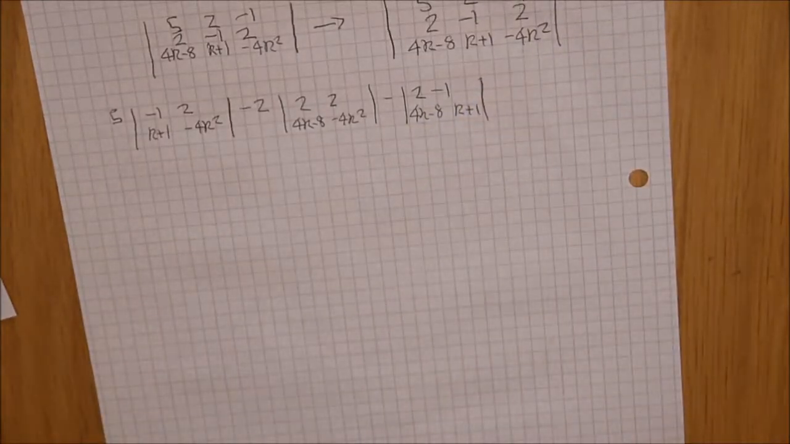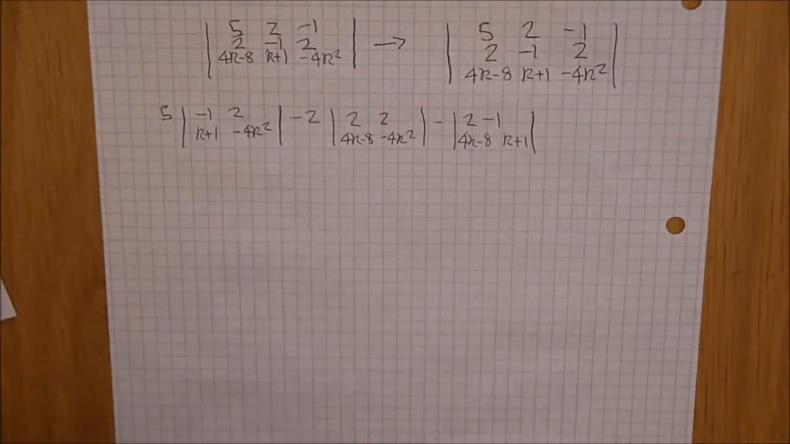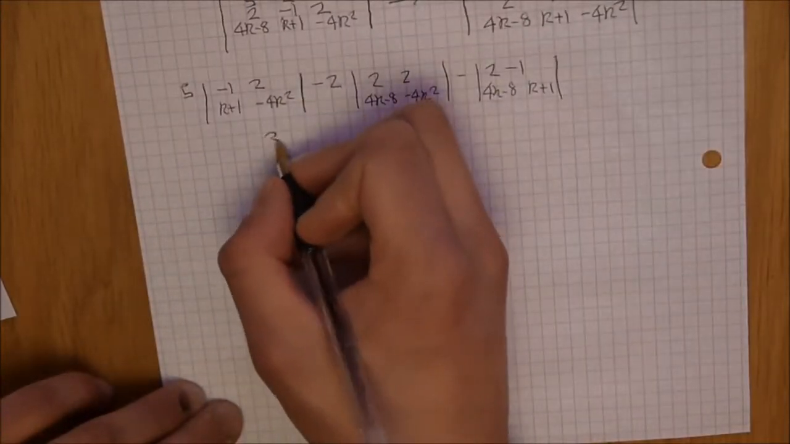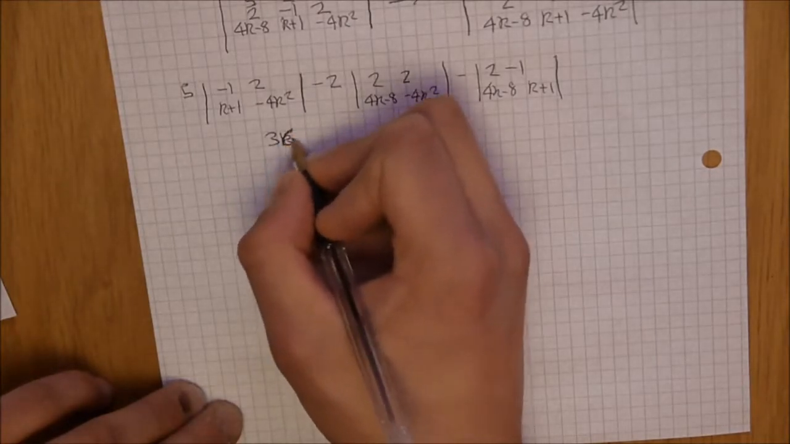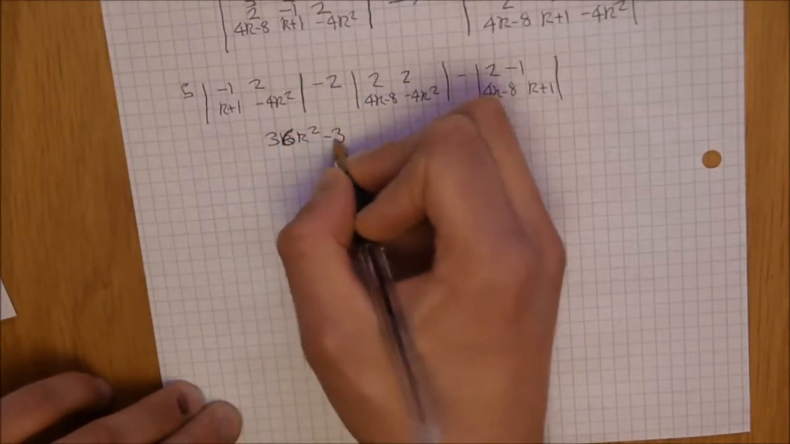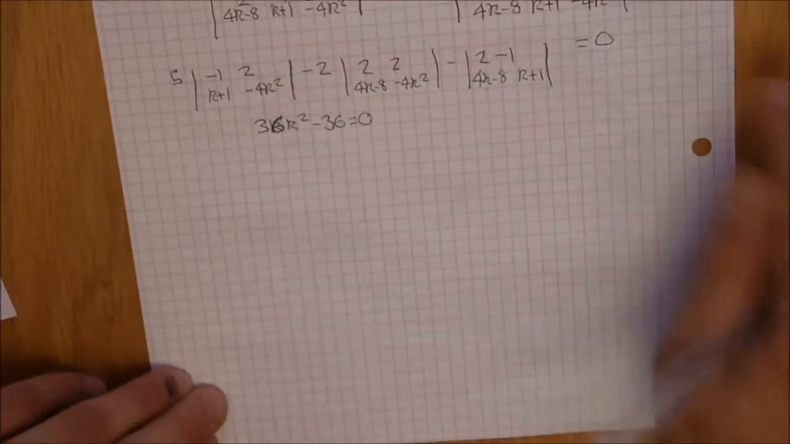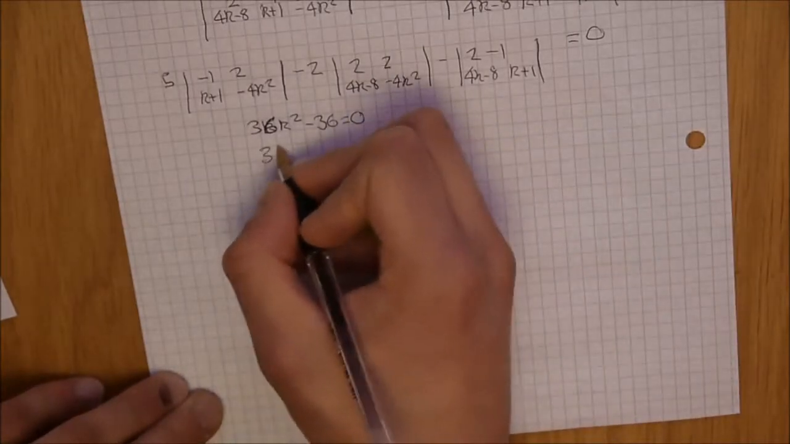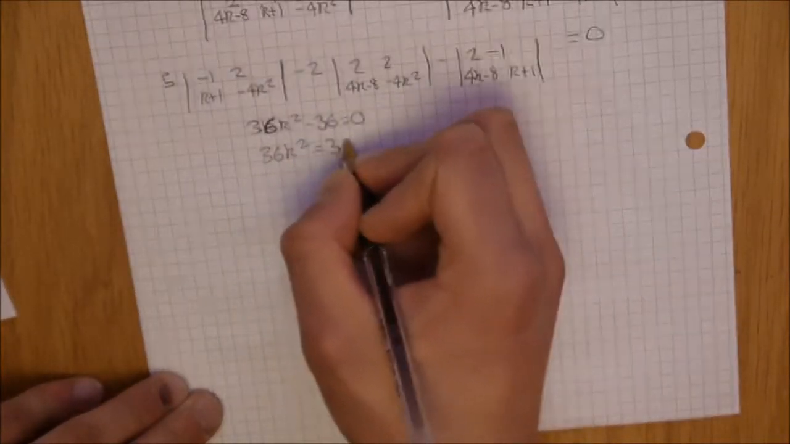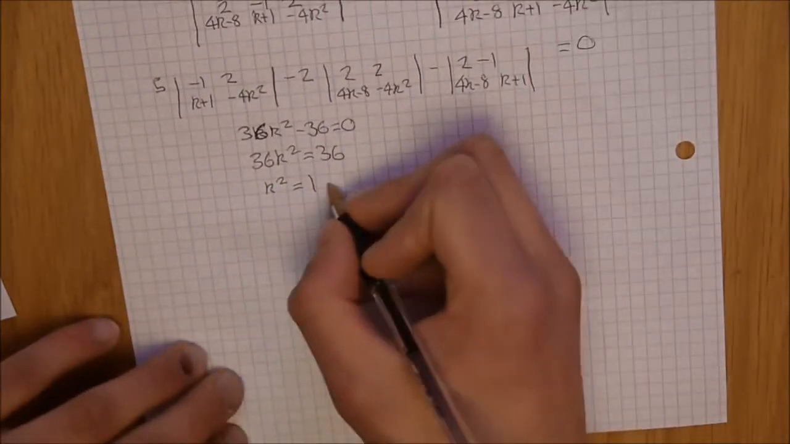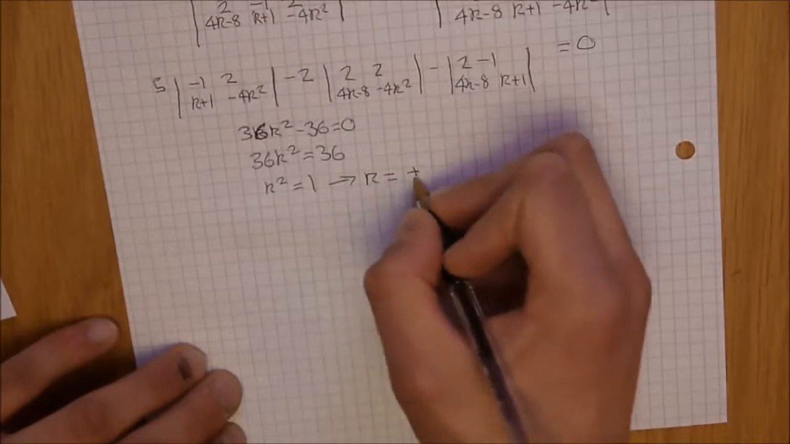Now, I'm not going to insult your intelligence by expanding all the determinants out, but I will tell you what the answer should give you, and then hopefully you've got something to refer to, so if you get it wrong, you can always try again. You should get, after simplifying everything down, 36k squared minus 36 equals 0. Remember to always make the determinant equal to 0 if you're doing something like this. Now, obviously, what you can do is write 36k squared equals 36, therefore k squared equals 1, and therefore k is plus or minus 1.